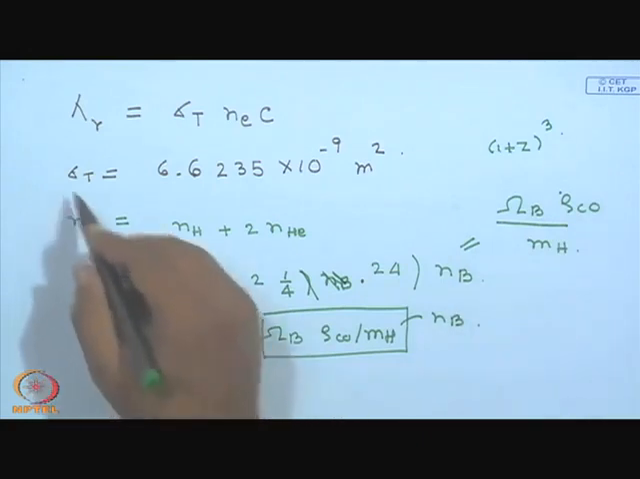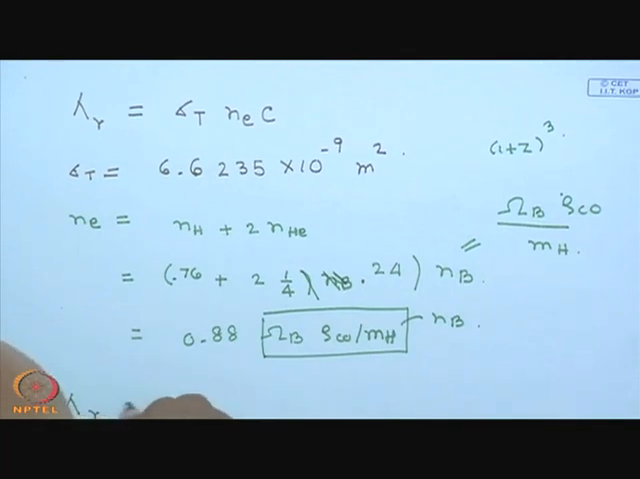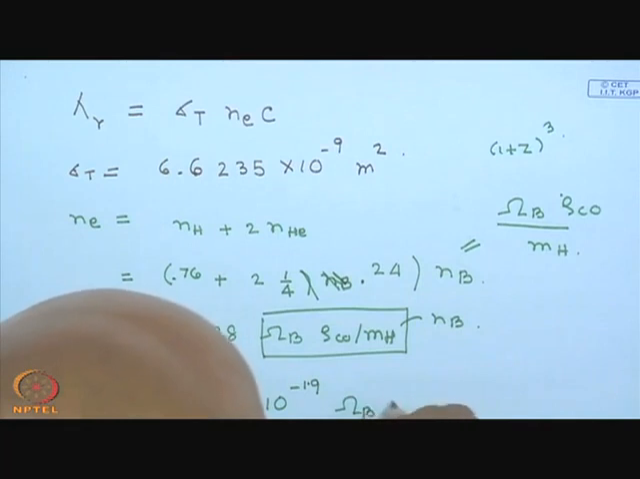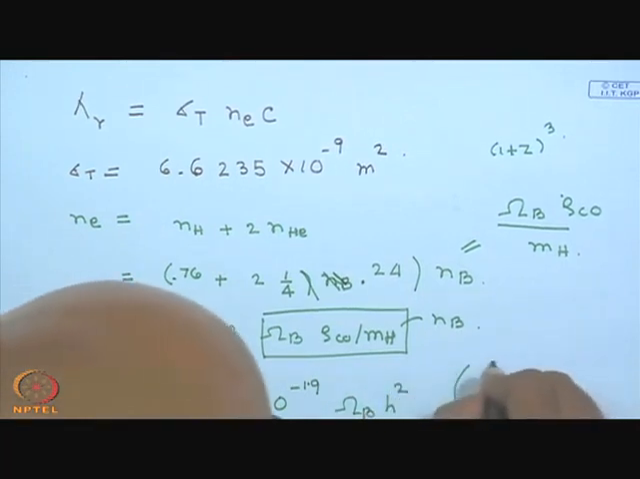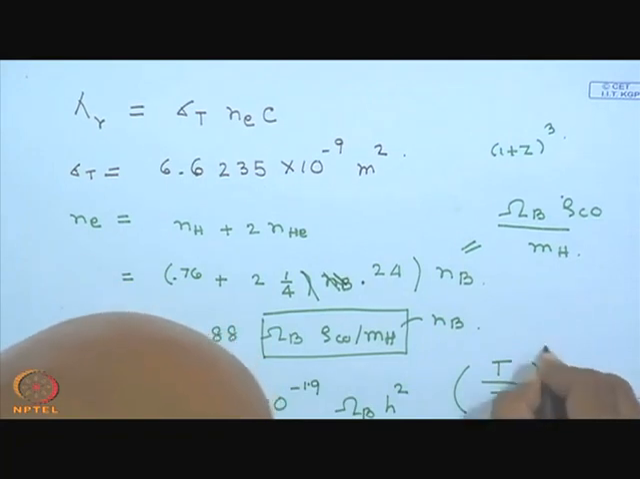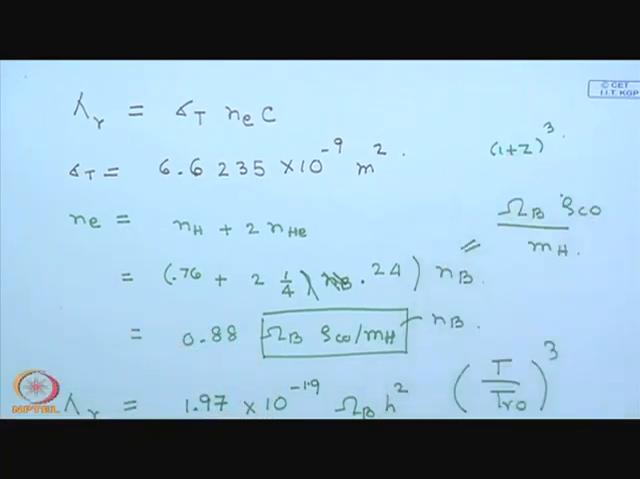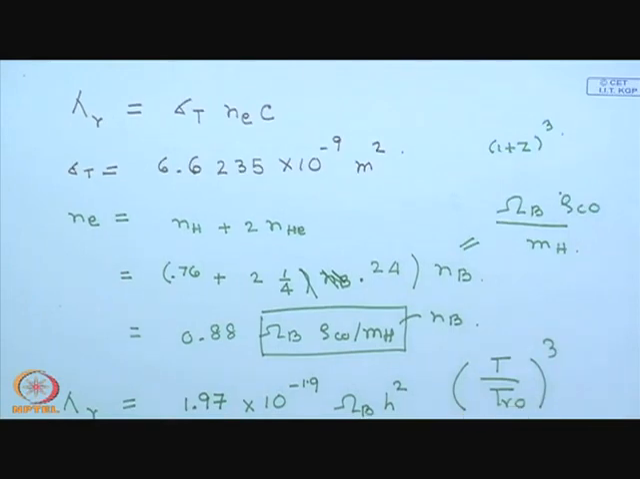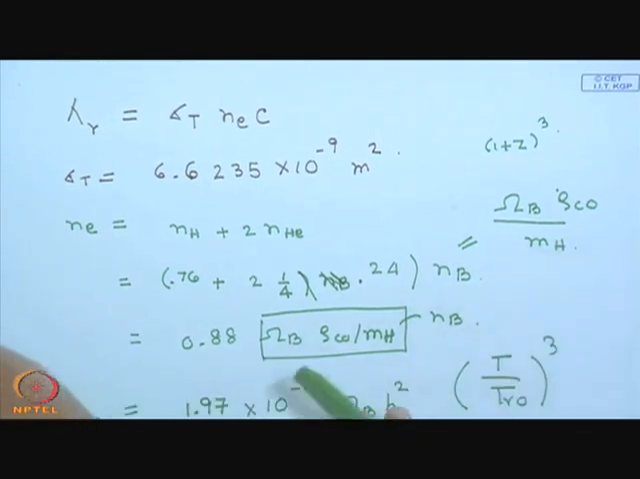And if you put in all the numbers here, it turns out that the Thomson scattering rate per photon has a value 1.97 into 10 to the power minus 19 omega baryon h squared (T by T gamma naught) to the power 3, which comes because of the scale factor (1 plus z) cubed. T gamma naught is the present value of the CMBR temperature. So this gives us the scattering rate per photon, the rate at which a single photon gets scattered.